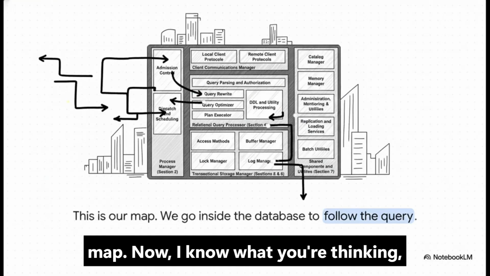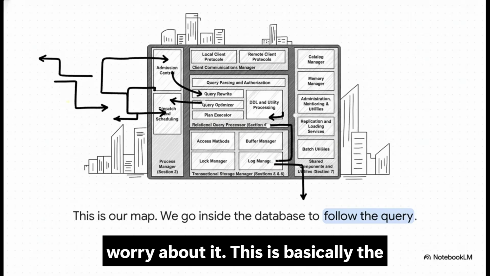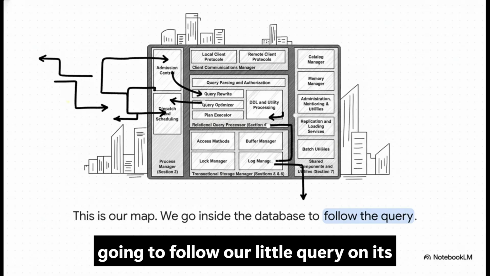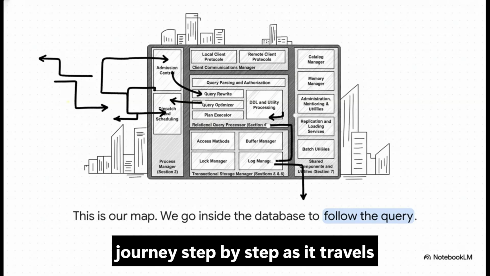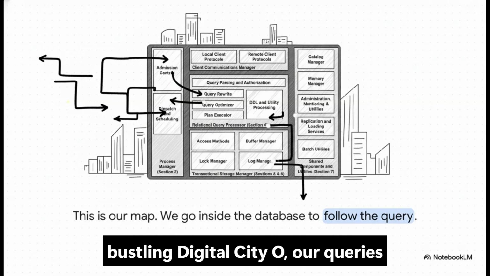To really get what's happening, we need a map. Now, I know what you're thinking. This looks kind of complicated, but don't worry about it. This is basically the blueprint of a database. And we're just going to follow our little query on its journey, step by step, as it travels through what you can think of as a bustling digital city.